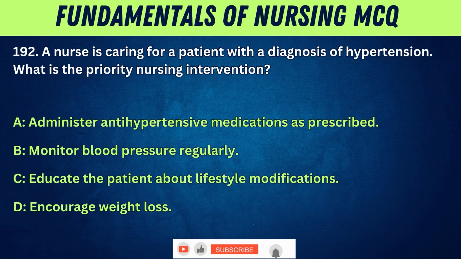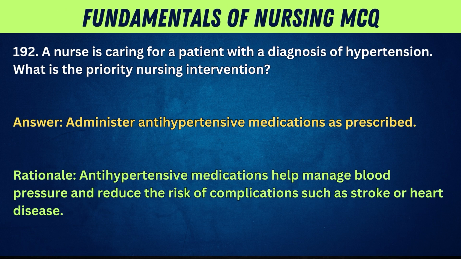192. A nurse is caring for a patient with a diagnosis of hypertension. What is the priority nursing intervention? A. Administer antihypertensive medications as prescribed. B. Monitor blood pressure regularly. C. Educate the patient about lifestyle modifications. D. Encourage weight loss. Answer. Administer antihypertensive medications as prescribed. Rationale. Antihypertensive medications help manage blood pressure and reduce the risk of complications, such as stroke or heart disease.